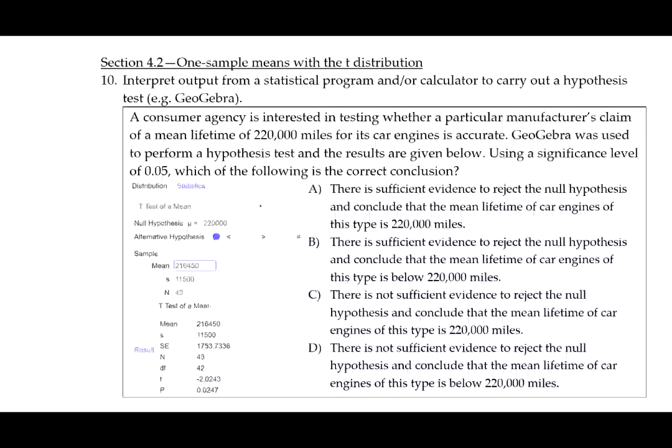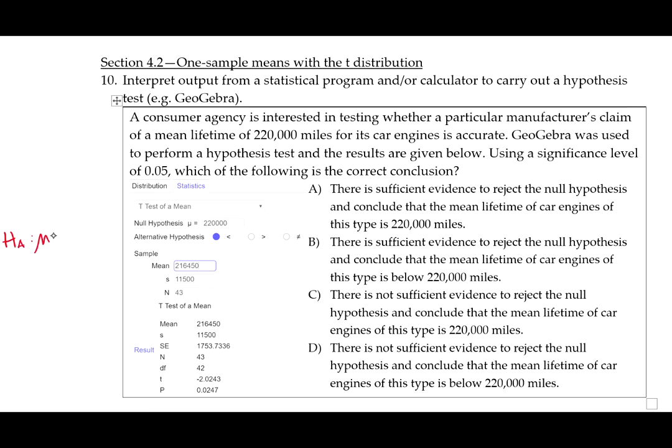GeoGebra was used to perform a hypothesis test, and the results are given below. Using a significance level of 0.05, which of the following is the correct conclusion? The GeoGebra output shows us several things. You can see the null hypothesis is mu equals 220,000. Let's write the alternative hypothesis.